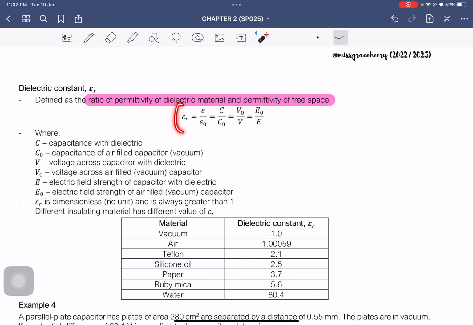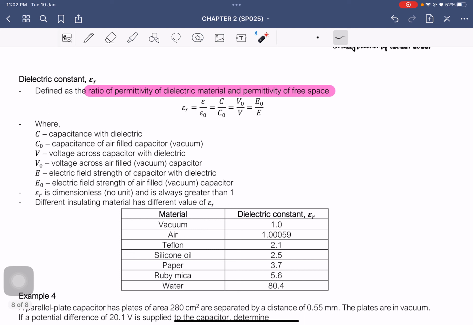But this is really important because if you come across a question that needs to use either of these, you have to remember which one is on top and which one is at the bottom, so they don't get flipped around. Okay. So this is the meaning of each of the symbols. Just have to read that through. And the dielectric constant has no unit, it is dimensionless, and will always be greater than 1. Okay. It will always be greater than 1.